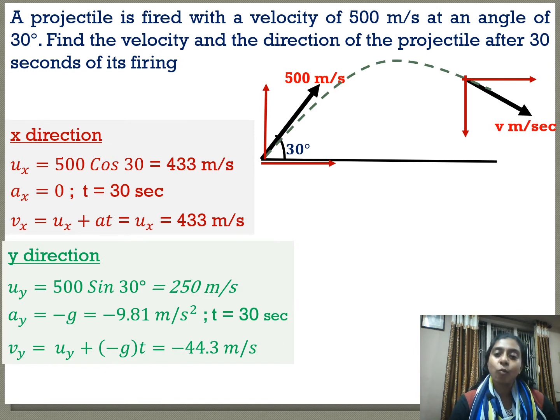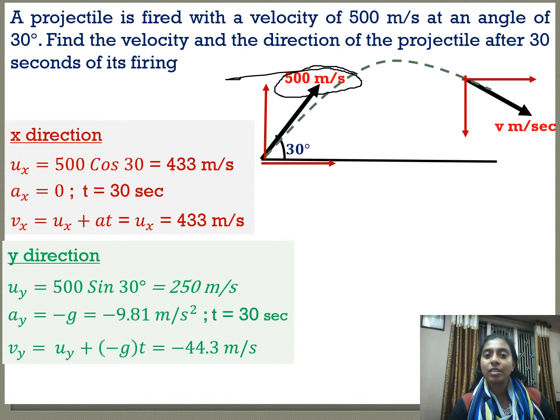Now we will consider the y direction. In the y direction, the velocity component is 500 sine 30. So we get 500 sine 30 as 250 meter per second. And the projectile motion is upward motion, so our acceleration due to gravity is taken as minus g, that is minus 9.81 meter per second square. And time is taken as 30 seconds.